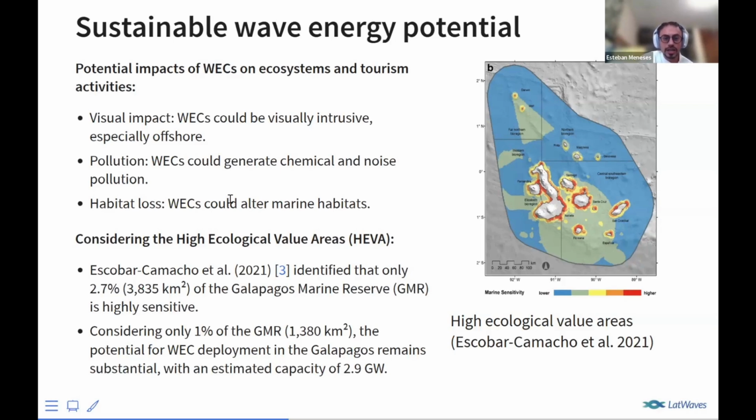And considering all high ecological value areas, this author, Escobar Camacho, identified that 2.7% of the Galapagos Marine Reserve, which is those areas in red around the coast of the islands, has high levels of sensitivity in their ecosystems. So if we consider only 1% of the Galapagos Marine Reserve, the potential of wave energy converters remains substantial, with a capacity of 2.9 gigawatts.